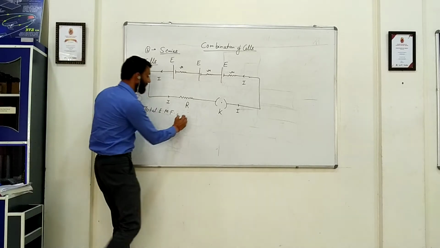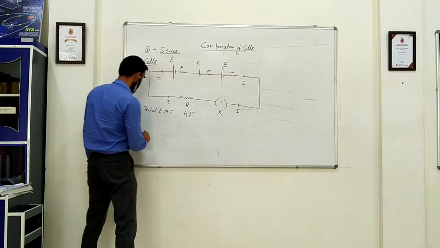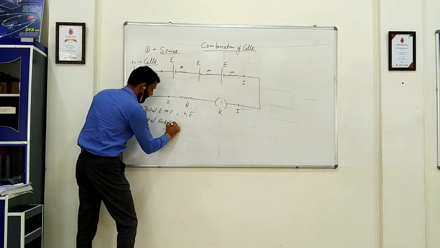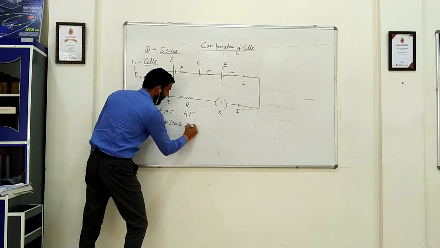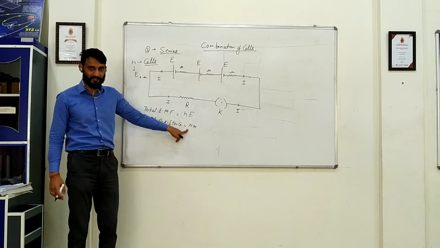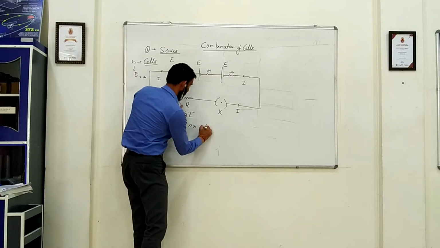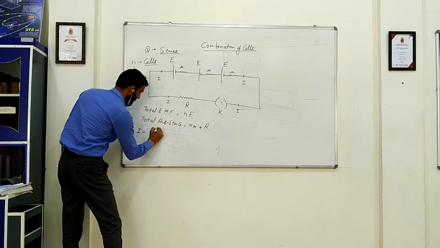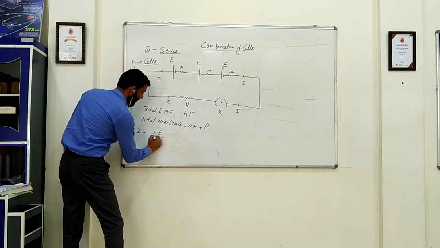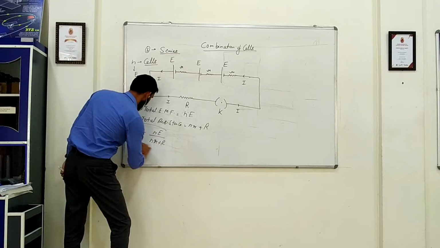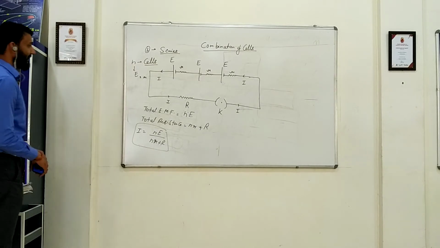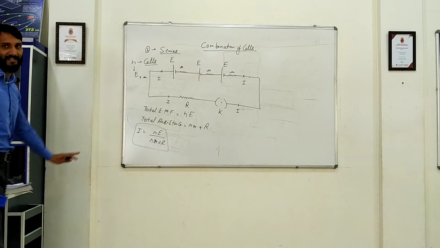So total EMF will be NE and total resistance would be NR, because this is connected in series, plus external resistance R. So what will be the current? Current will be EMF, that is NE, upon total resistance, that is NR plus R. So this will be the expression for current in this case. I hope this part is clear now.